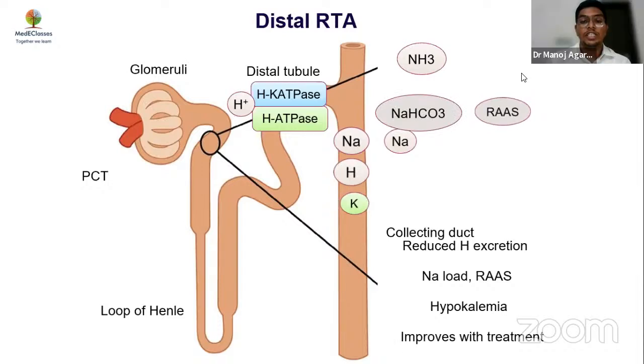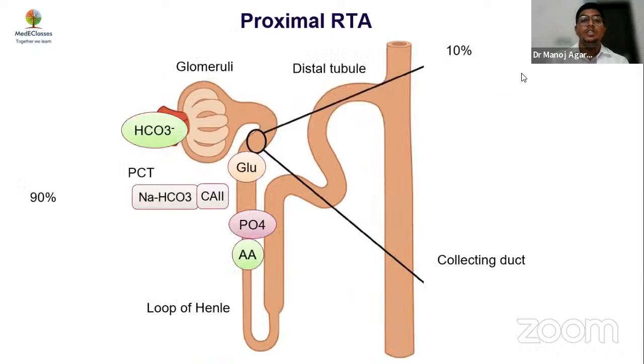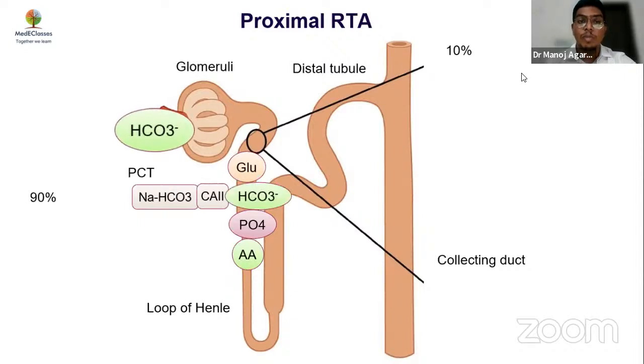And this condition mainly improves with the treatment. So if we move towards our last etiology, which is the proximal RTA, in this condition there will be loss of bicarbonate from the urine, and there is hypovolemia. So there will be activation of the RAS axis, which can cause loss of potassium from the urine, which presents with hypokalemia.